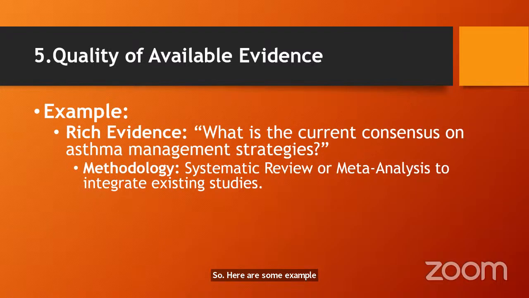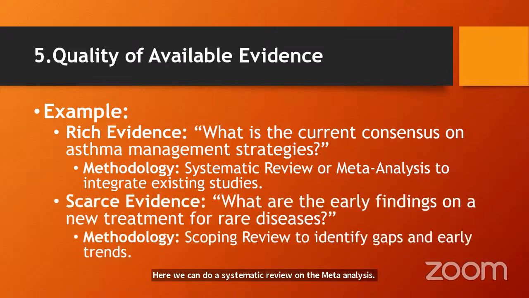Here is one research question: What is the current consensus on asthma management strategy? Here we can do a systematic review or a meta-analysis to integrate existing studies. Similarly, if there is scarcity of evidence, then you can do a scoping review or a rapid review. Suppose there is a new disease in China. We have to see all the findings. At that time we can do a scoping review.